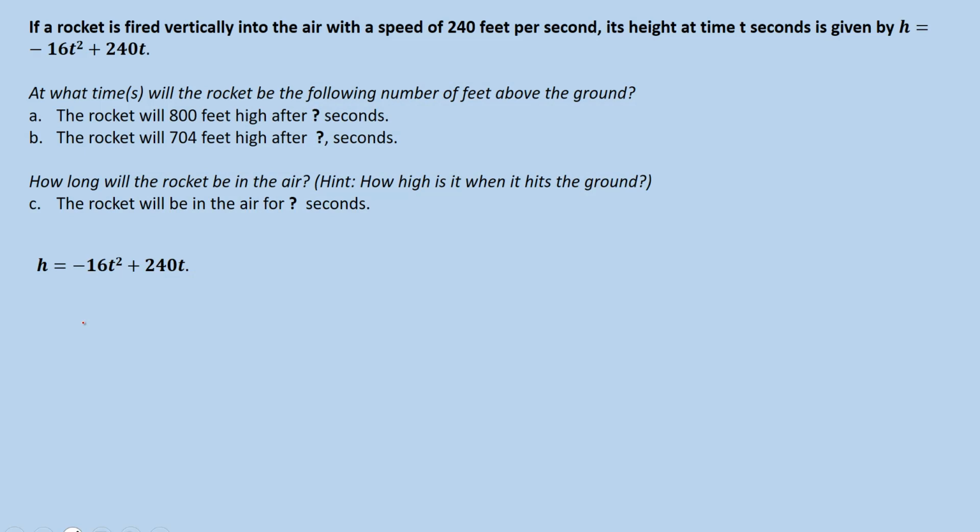If a rocket is fired vertically into the air with a speed of 240 feet per second, its height at a time t seconds is given by h equals negative 16t squared plus 240t. At what times will the rocket be the following number of feet above the ground? In A, it says that the rocket will be 800 feet after so many seconds.